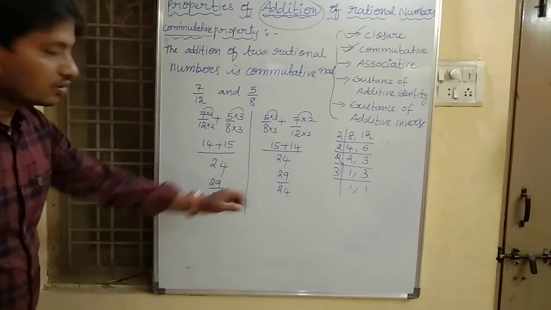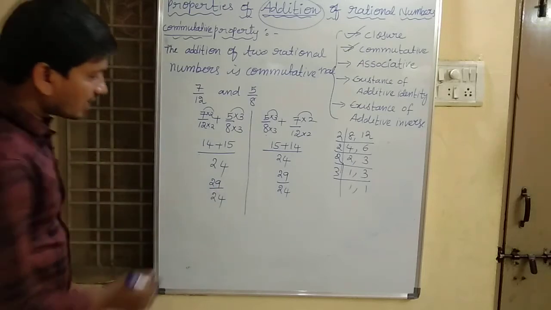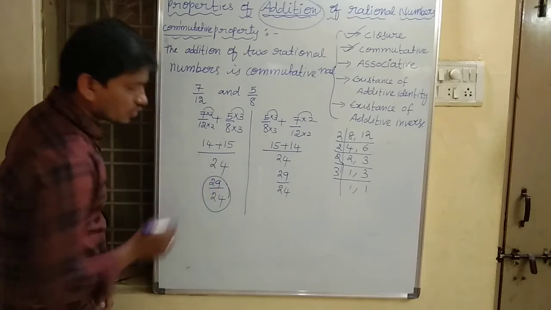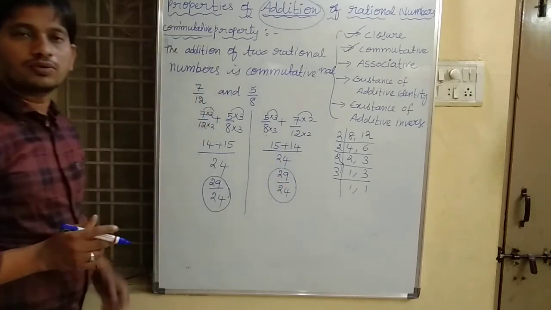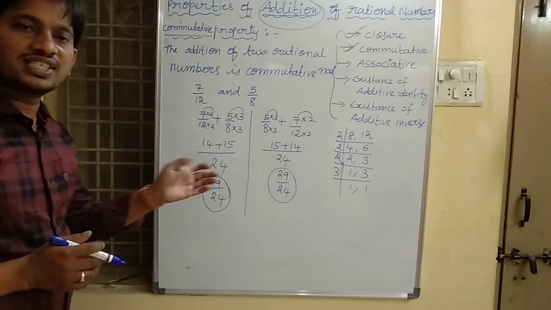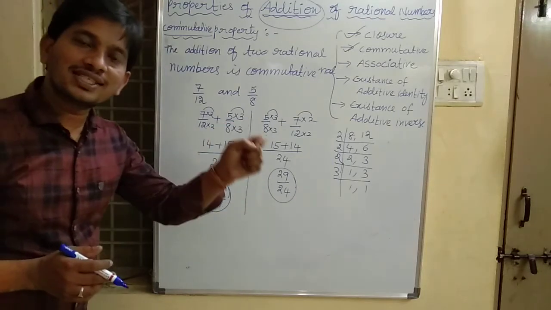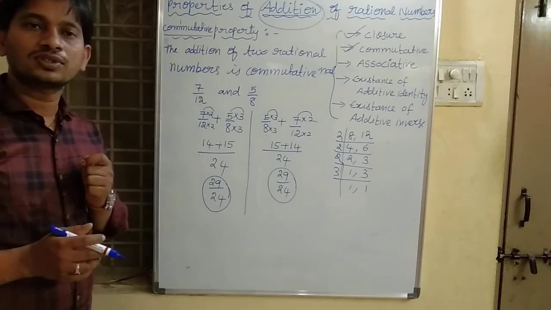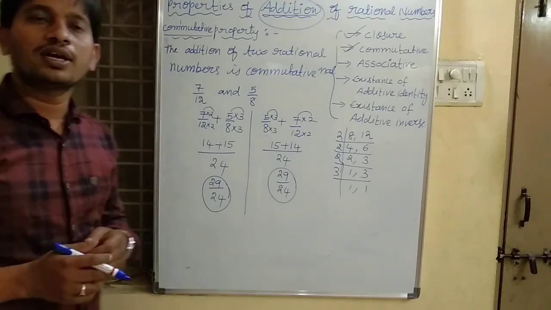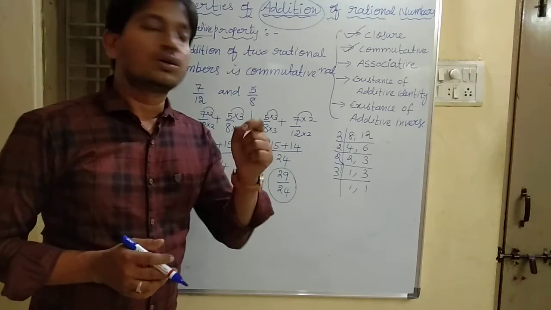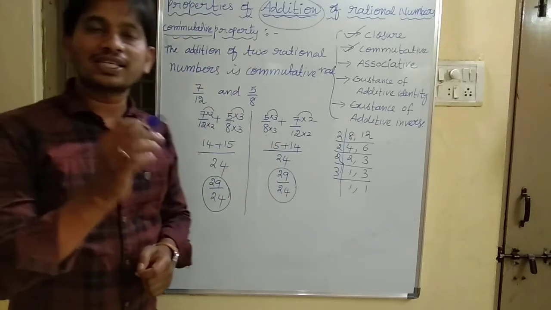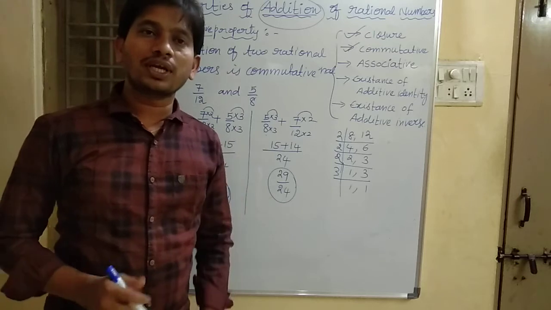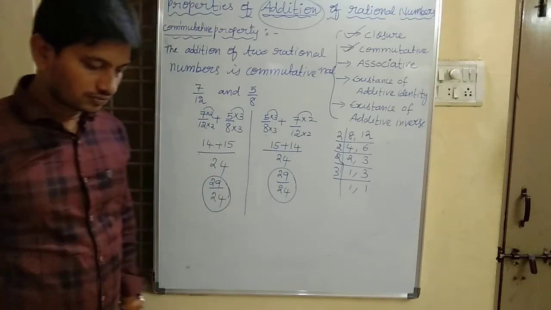You observe that in both the cases, here also we got the result 29 by 24, and here also we got the result 29 by 24. When we change the order also, the result is the same. Then we say that rational numbers are commutative, rational numbers satisfy the commutative property under addition.